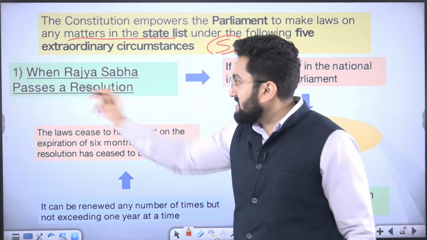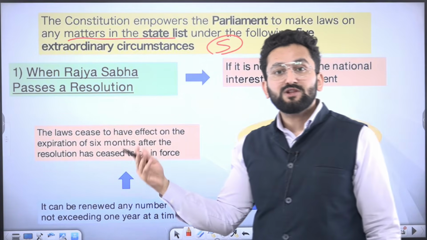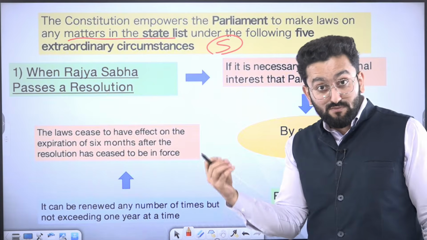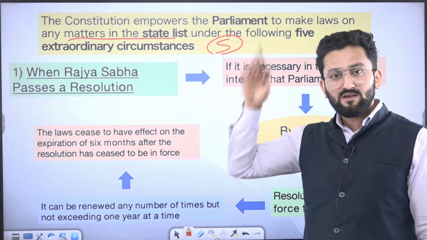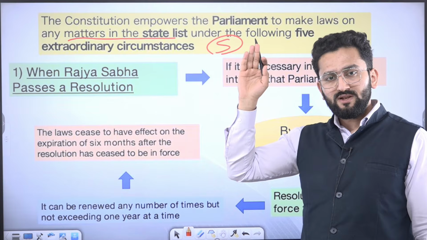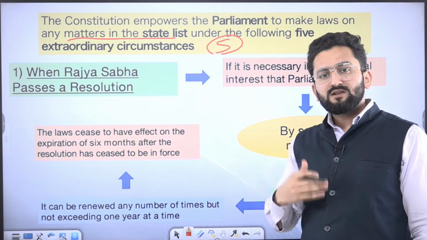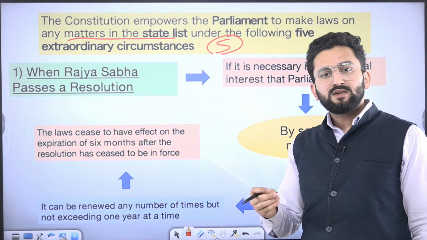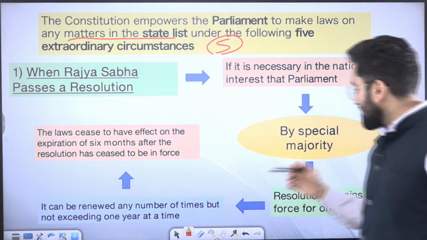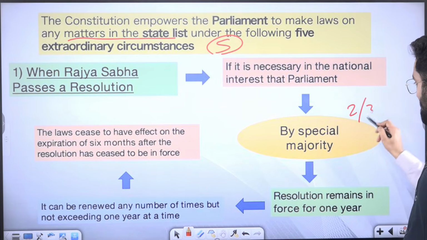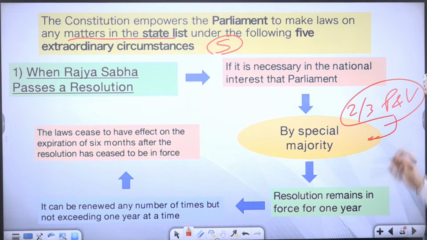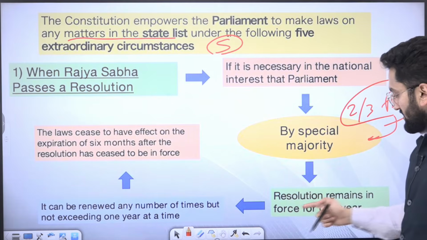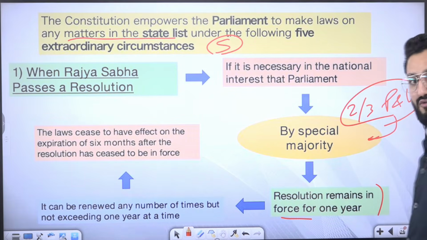Number 1, when Rajya Sabha passes a resolution in this regard, means there's a matter of national importance and this is in the state list, and Rajya Sabha says, I am representing the state in Parliament and that is why we are conducting a resolution and we are passing this by special majority. Special majority means 2/3 of present and voting in this case. Okay, so then the resolution remains in force for 1 year.